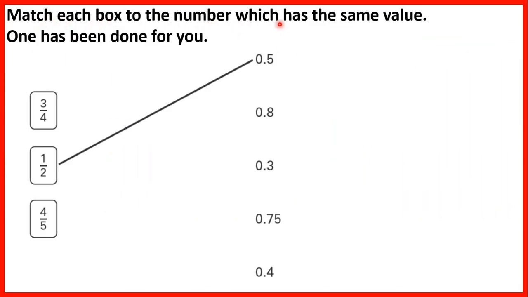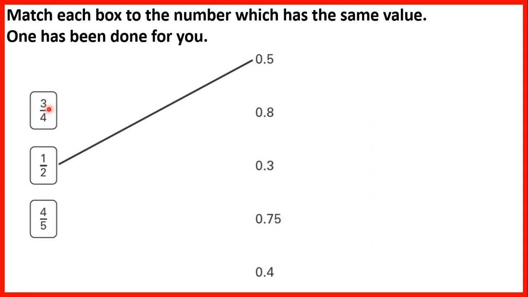Match each box to the number which has the same value. One has been done for you. So we need to match fractions and decimals. So to do that, we need to remember place value in decimals. The first digit after the decimal point tells us how many tenths we have, and the second digit after the decimal point tells us how many hundredths.